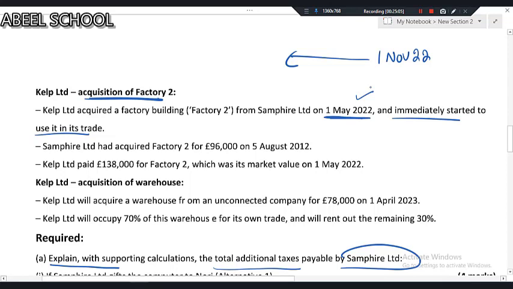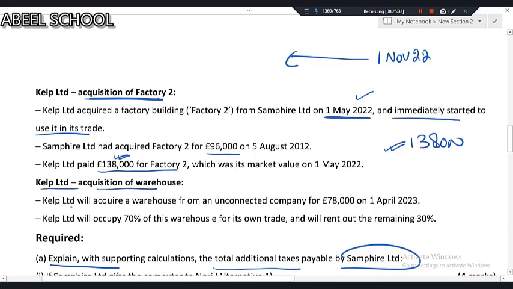So Factory 2 actually falls in 12 months prior to the disposal. Within the 12 months prior to the disposal, Samphire Limited acquired Factory 2 for 96,000. Okay, Kelp Limited paid 1,38,000 for Factory 2. So the relevant cost for Kelp Limited is 1,38,000.